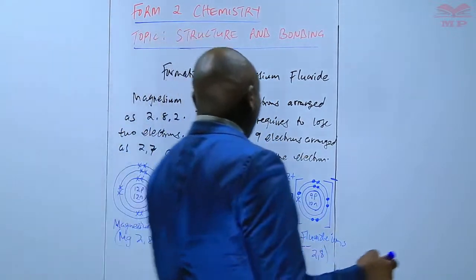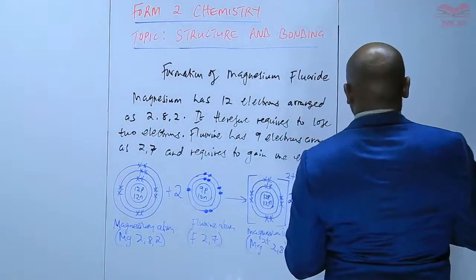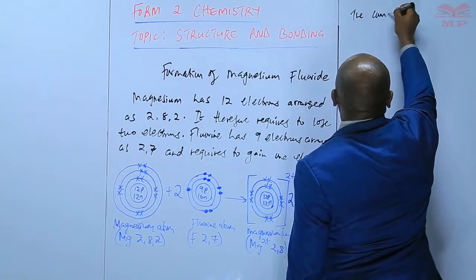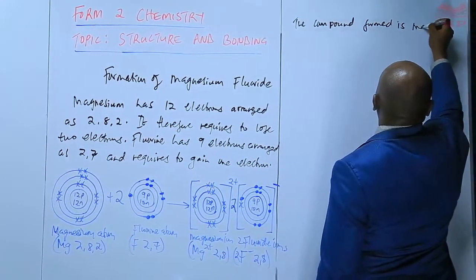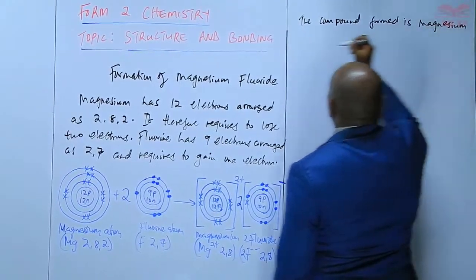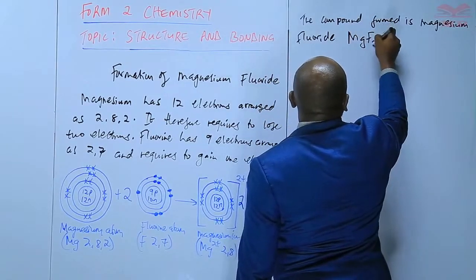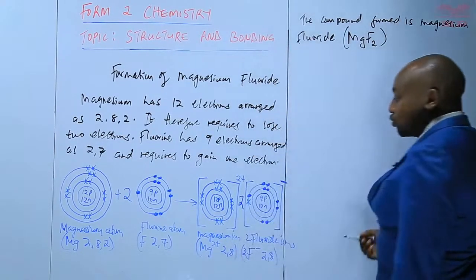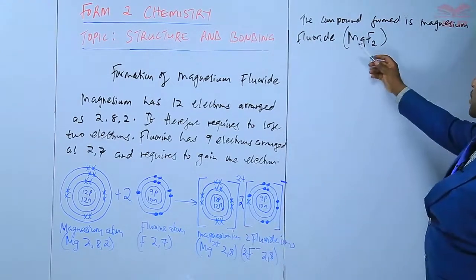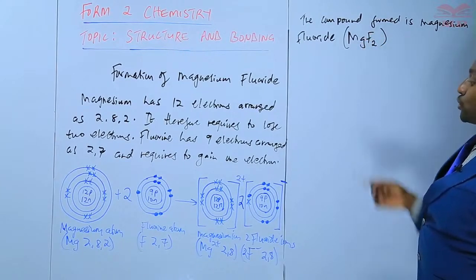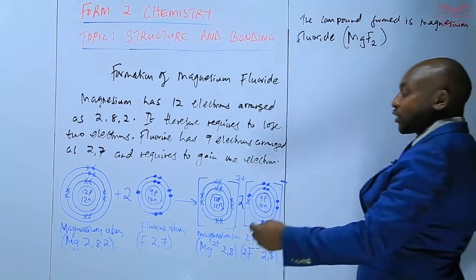And you can say that the compound formed is magnesium fluoride, which is MgF2, because we have 2 fluoride ions combining with 1 magnesium ion. So the formula is MgF2. We used 2 fluorine atoms because magnesium is losing 2, but fluorine can only gain 1.